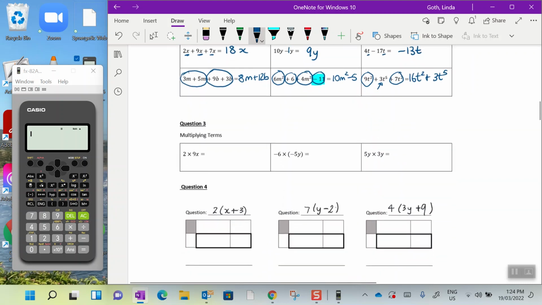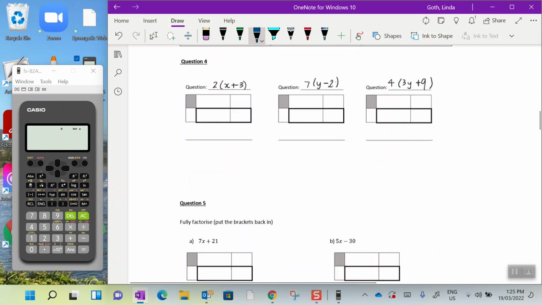When we're multiplying terms, we just multiply the numbers and then multiply the letters. So it'll be 18x, 30y, because negative 6 times negative 5 is 30, 15y squared. A lot of people got this question wrong in the homework task, which is why we've put it into the practice test for you.